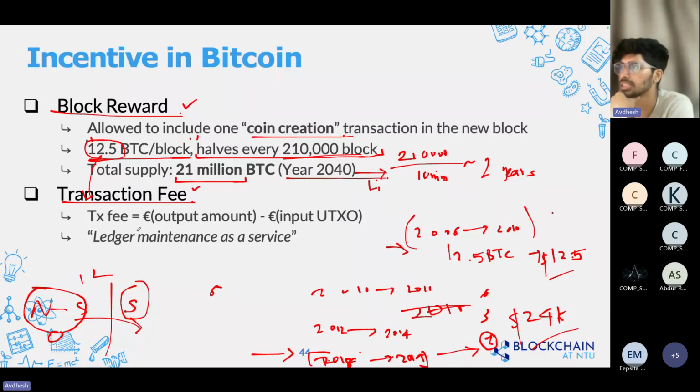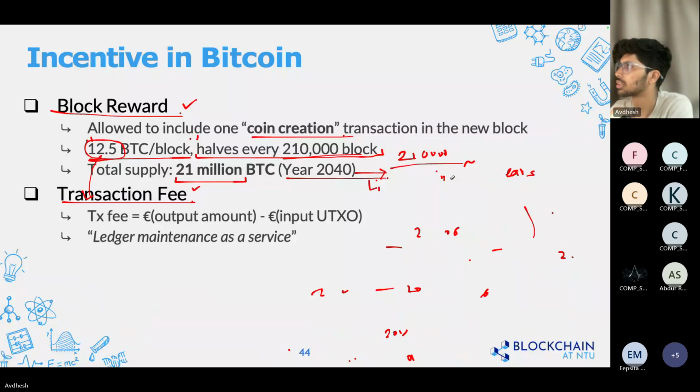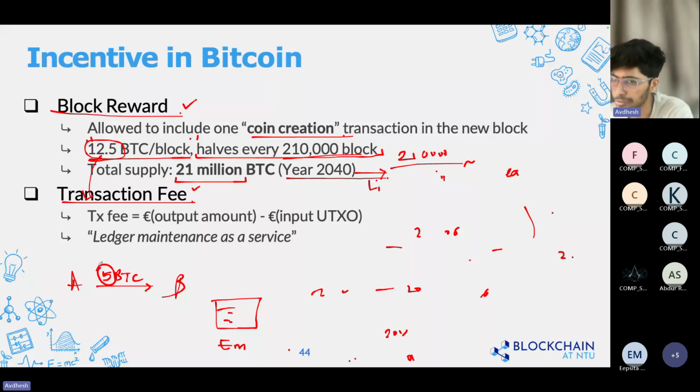So what transaction fees are, let me erase everything. Let's suppose I will take the same example, Alice and Bob. Alice is sending 5 Bitcoin to Bob. So after Emmanuel, the ethical, legitimate miner, has appended the block, he'll get the block reward as well as some of the Bitcoin that is coming from Alice.